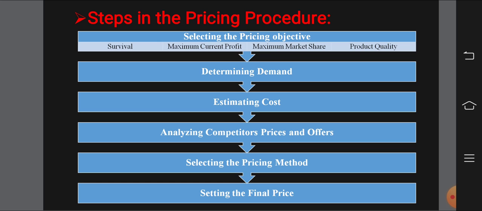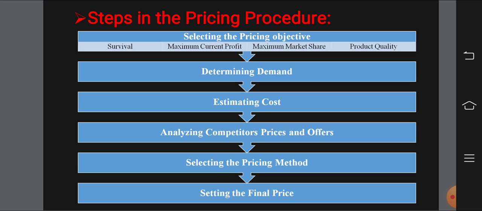So in this way, this is the first stage, selecting the pricing objective. Depending on the objective of the firm, they can keep the price of that particular product in the upper range or in the lower range. Then next is determining the demand. In the second stage, according to different demand levels, different prices are determined. In this process, the upper limit of the price for selling that particular product is determined.